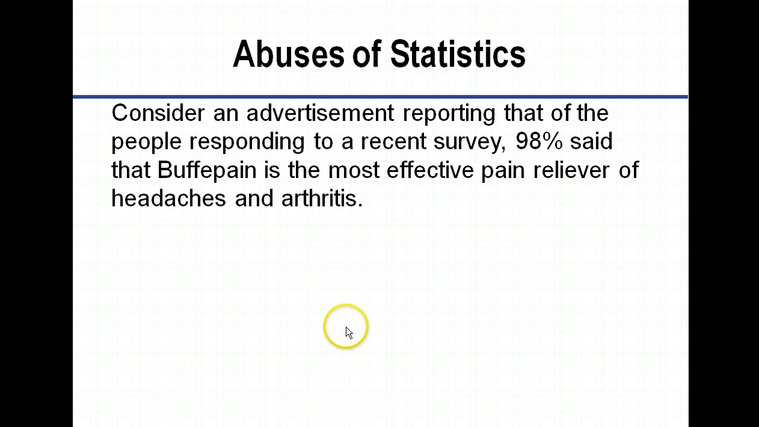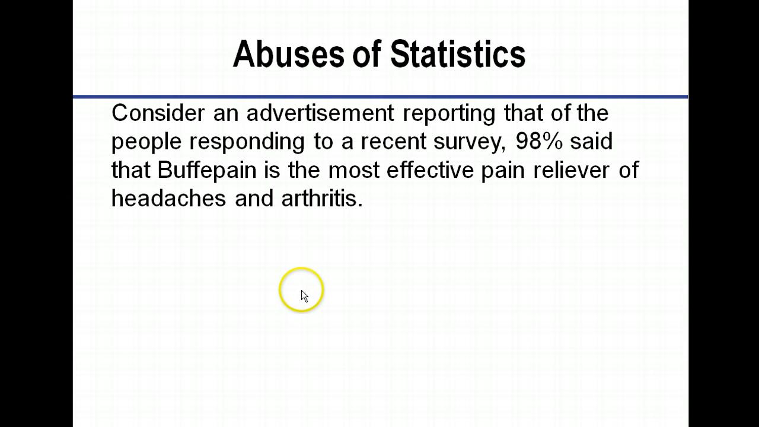Consider an advertisement reporting that of the people responding to a recent survey, 98% said that Buffepain is the most effective pain reliever of headaches and arthritis. This is a really common statement to see for products. You'll be given some sort of percentage, making a claim about some kind of product. And what's missing here is a whole lot of information about the survey, about who they asked to complete it, about the pain medicine in question, and some other things.